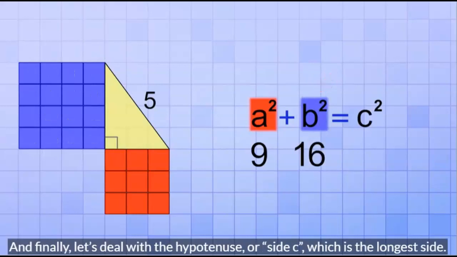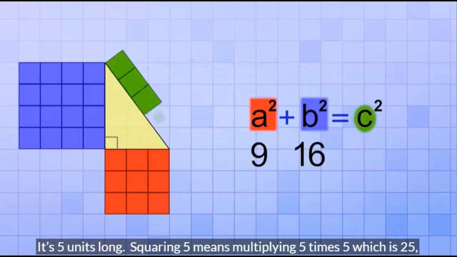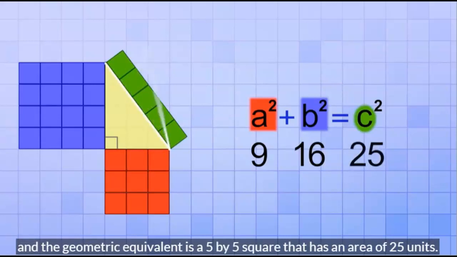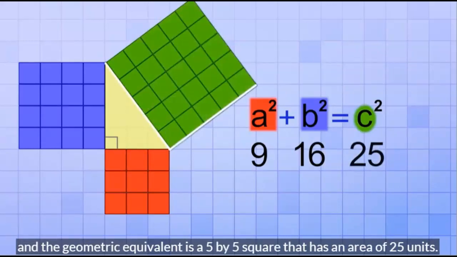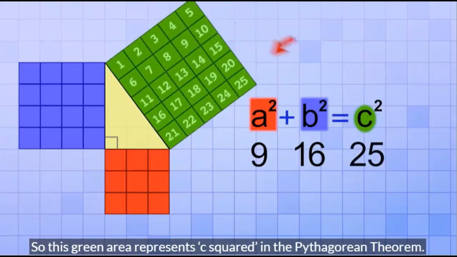And finally, let's deal with the hypotenuse or side C, which is the longest side. It's 5 units long. Squaring 5 means multiplying 5 times 5, which is 25, and the geometric equivalent is a 5 by 5 square that has an area of 25 units. So this green area represents c squared in the Pythagorean theorem.